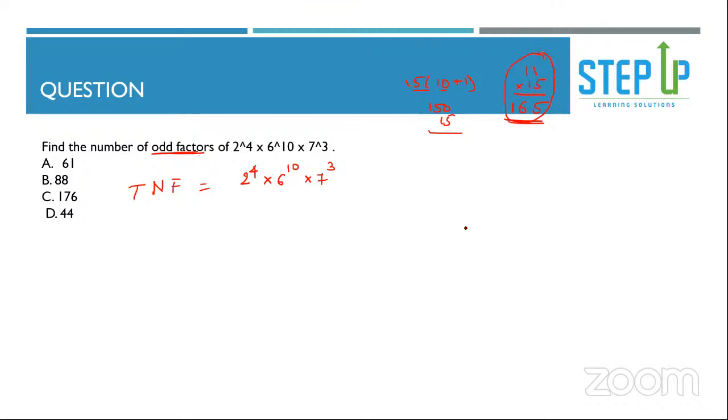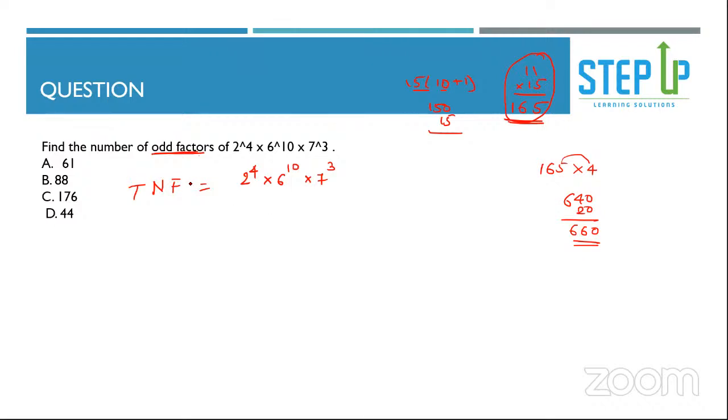So 165 into 4. Now when I have to do 165 into 4, what I'll do in my head is 160 into 4. 160 into 4 is 640 and 5 into 4 is 20. So 640 plus 20, my answer will be 660. That was the total number of factors.